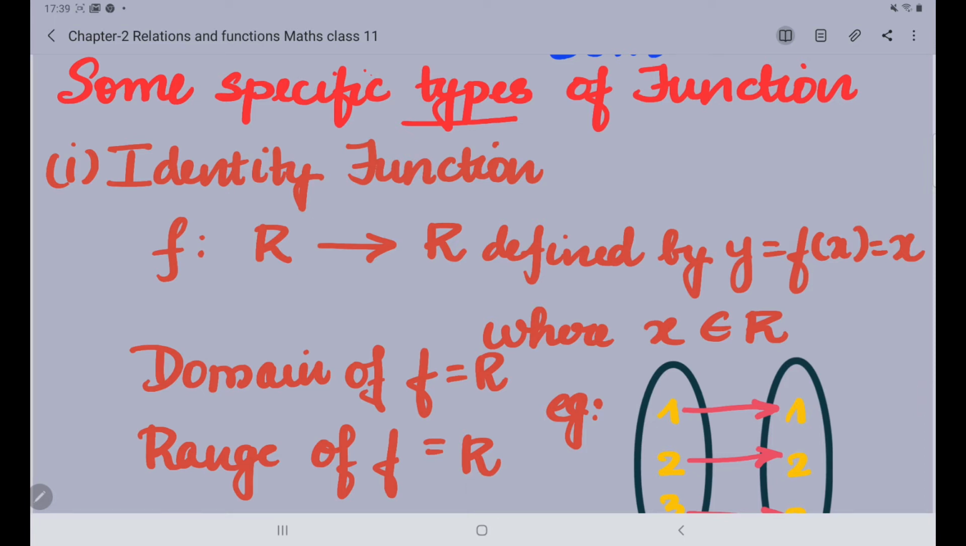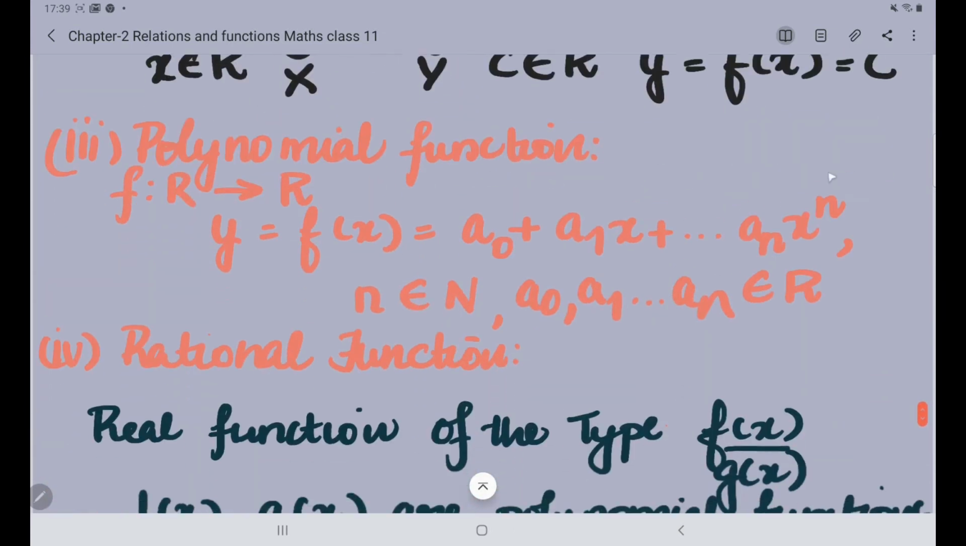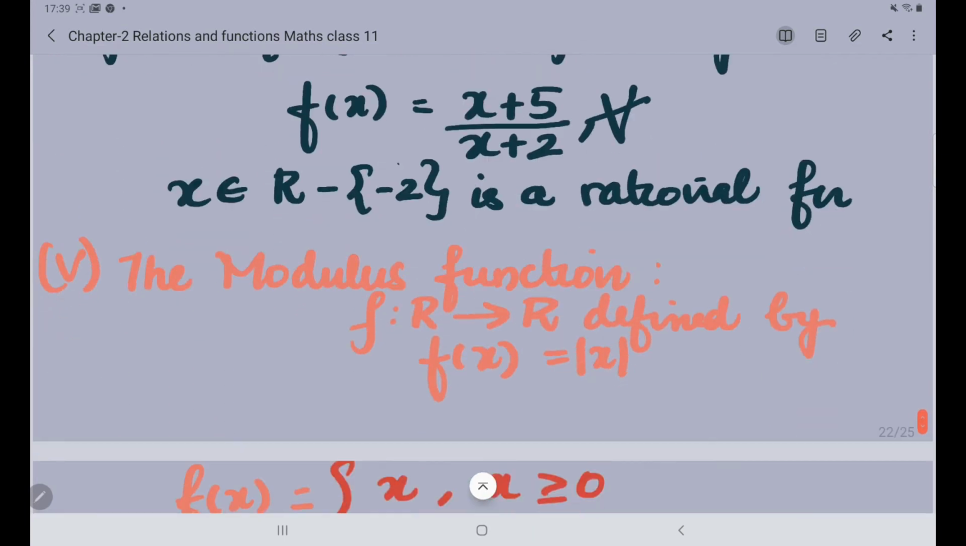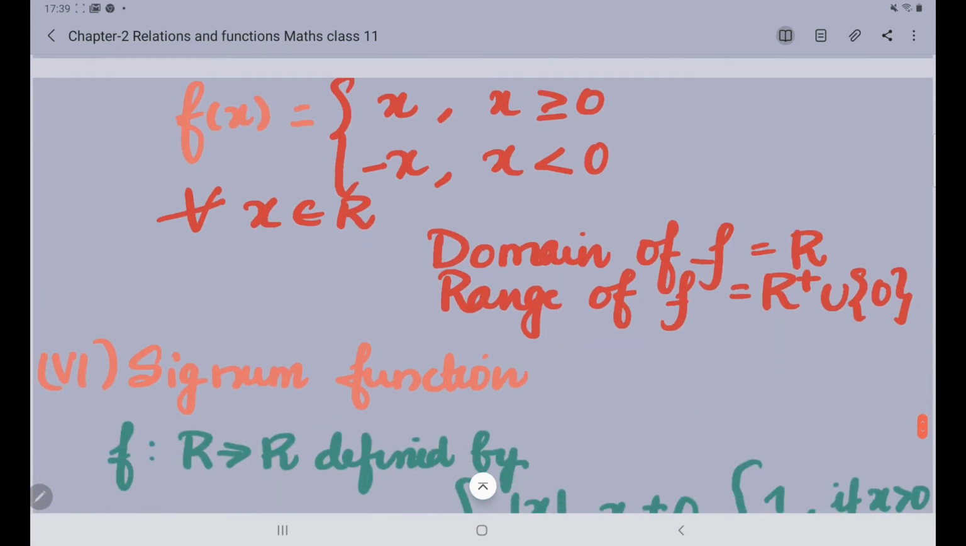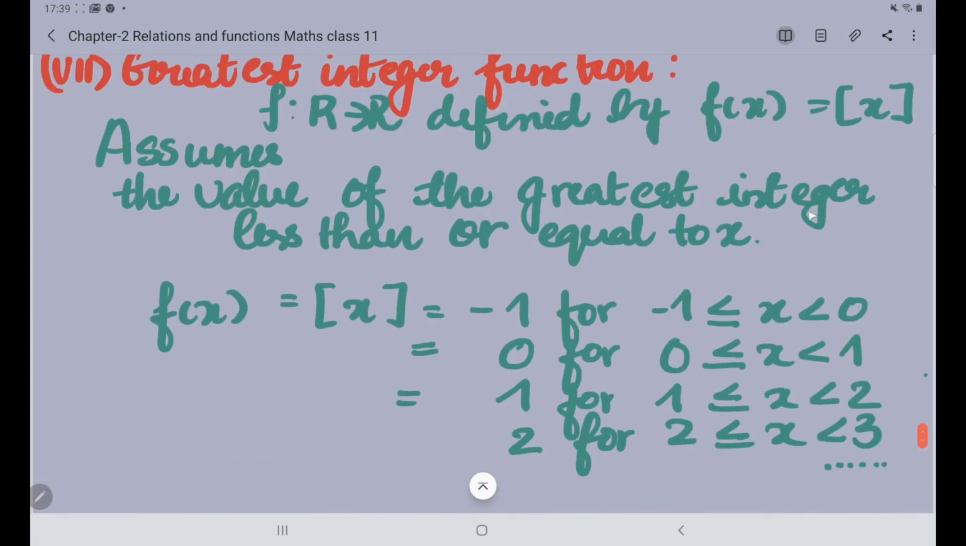So this is part 2 on relations and functions, where we'll discuss some specific types of functions. That is, we'll discuss what an identity function is, what a constant function is, then what a polynomial function is, what a rational function is, what a modulus function is, what a signum function is, and in the end, what a greatest integer function is.